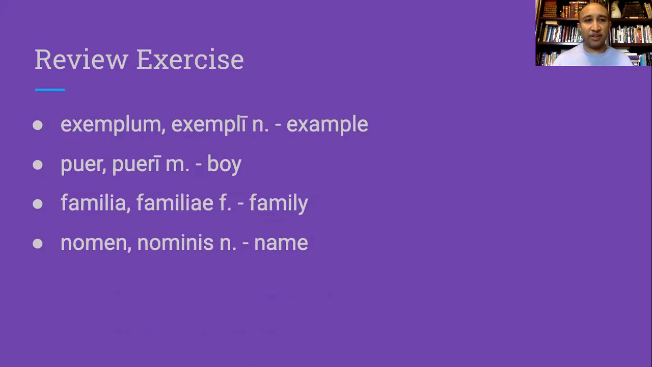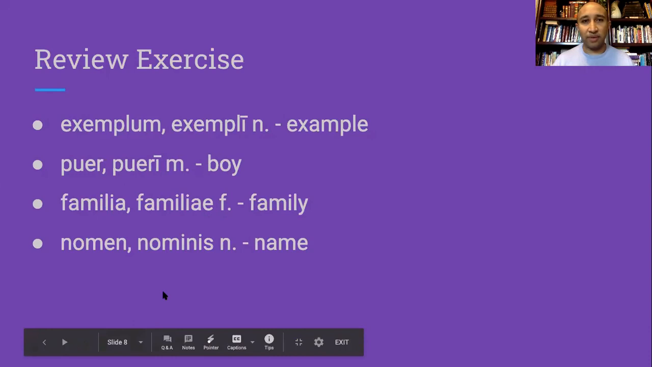And I want to suggest a final review exercise. So I have these four nouns here: exemplum, exempli, neuter, example; puer, pueri, masculine, boy; familia, familiae, feminine, family; and nomen, nominis, neuter, name. So I'd like you to take a few minutes, take a look at these, try to figure out what declension they belong to, and then try to write out the nominative and genitive singular of those four nouns.